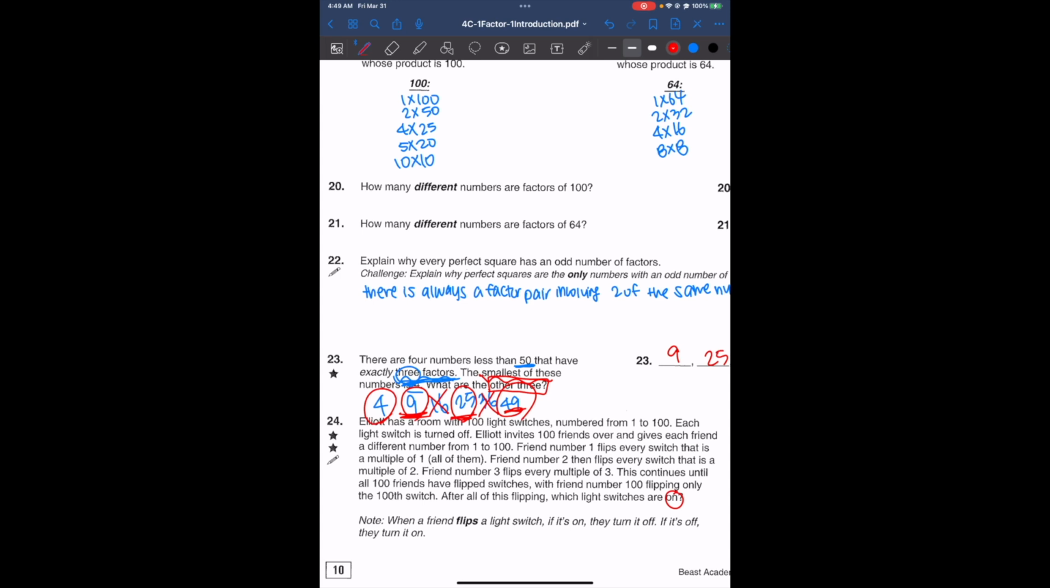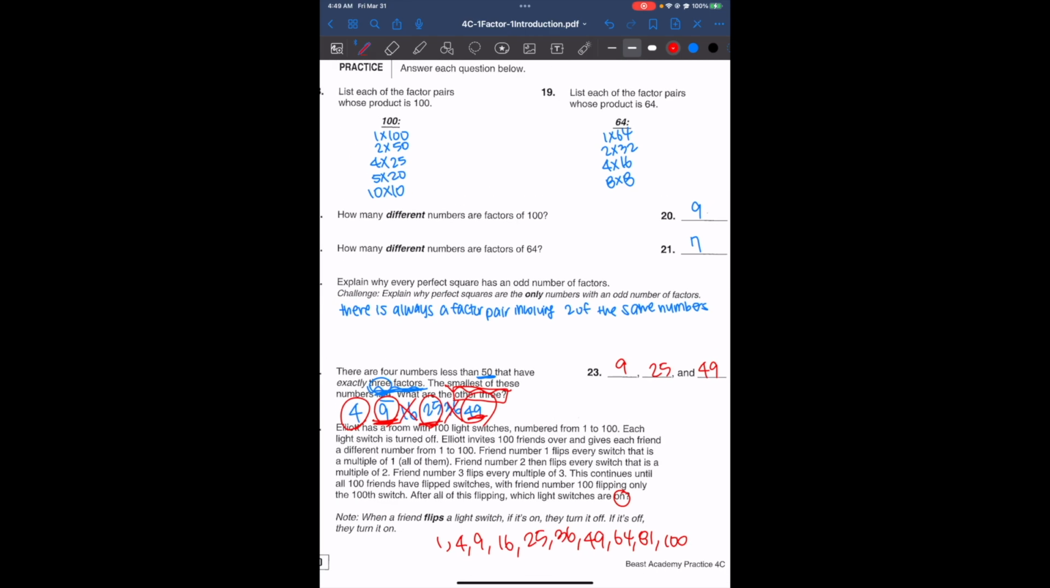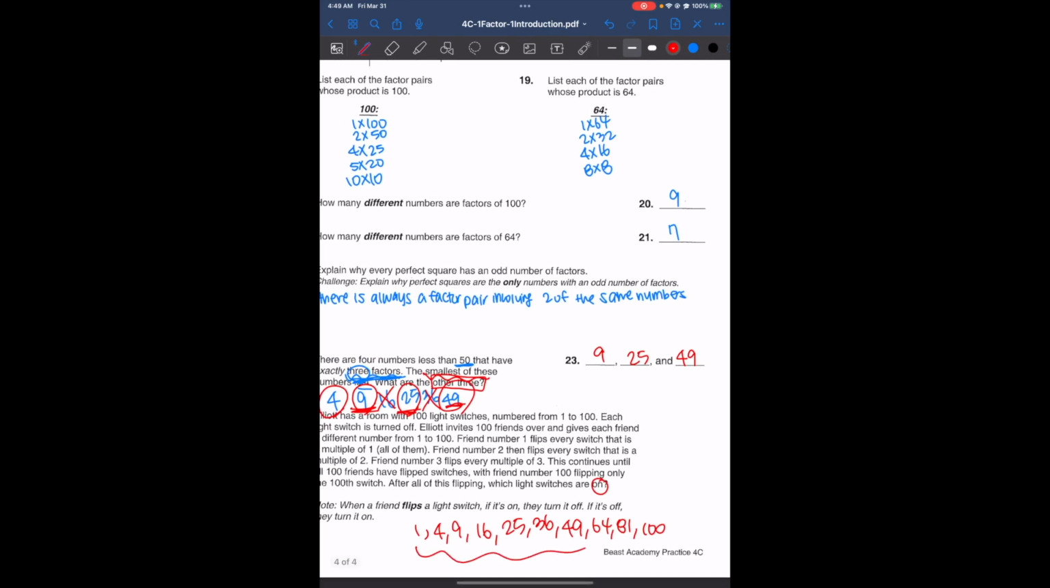So that's going to be 1, 4. 3 times 3 is 9. 4 times 4 is 16. 5 times 5, 25. 6 times 6, 36. 7 times 7, 49. 8 times 8, 64. 9 times 9, 81. And 10 times 10, 100. So these ones are going to be the switches that are going to be on at the end.